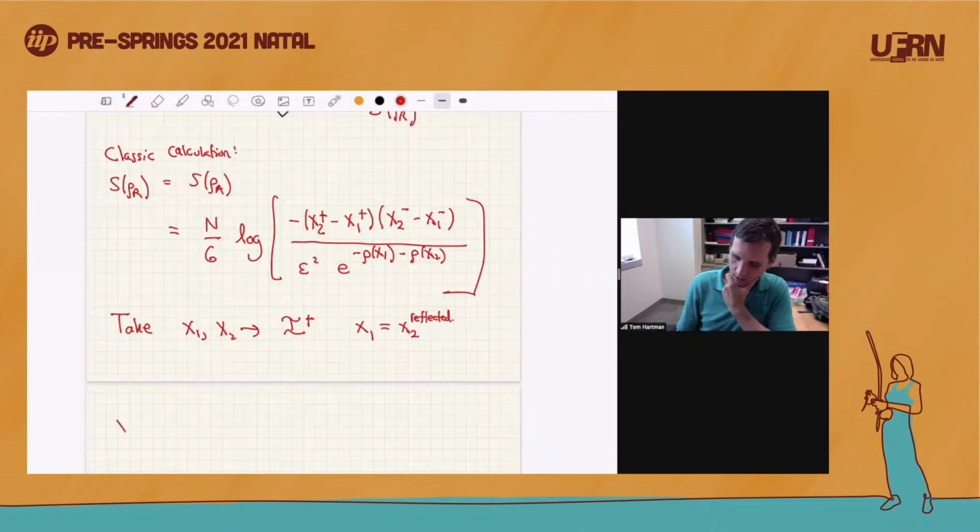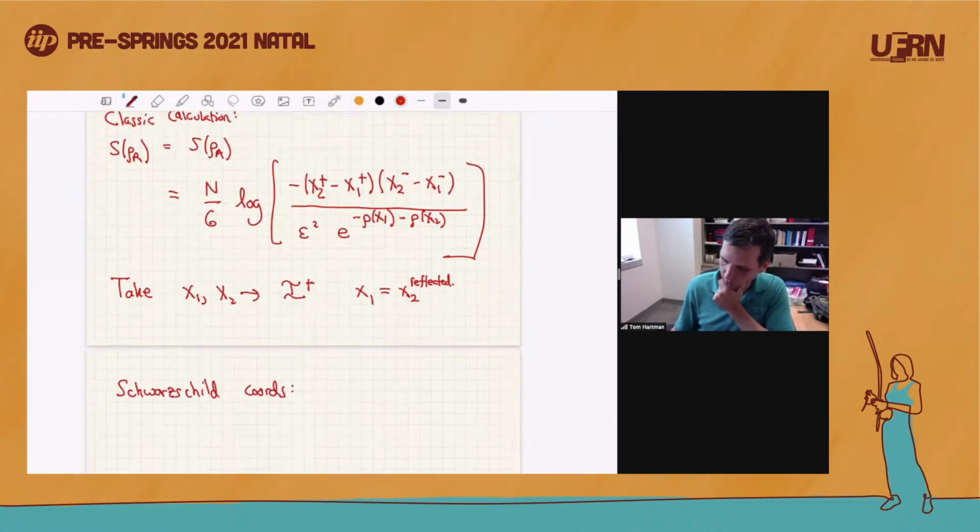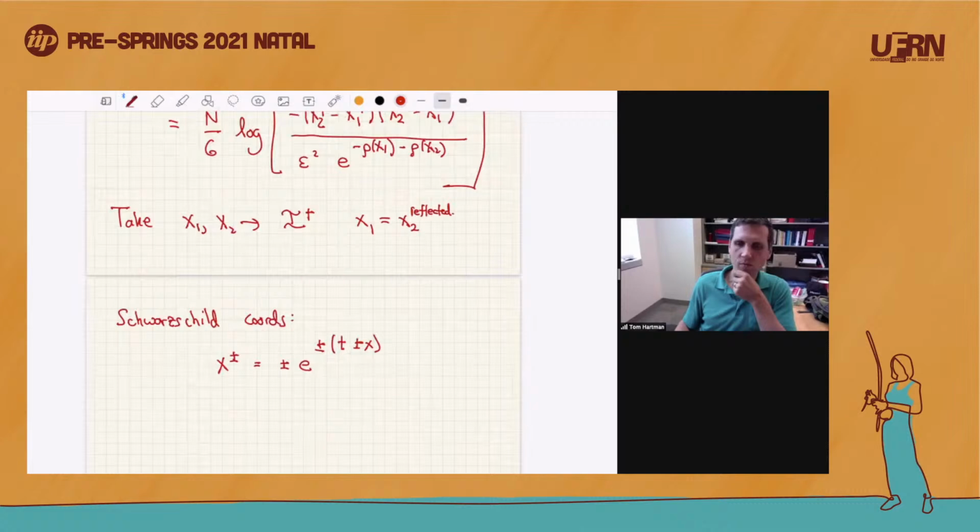Finally, I'm going to write this in terms of the Schwarzschild coordinates, which I discussed yesterday. These are related to the x coordinates by x plus minus is equal to plus minus e to the plus minus t plus minus x. Good. Okay. So with all that set up, I'm now just going to plug into this formula.